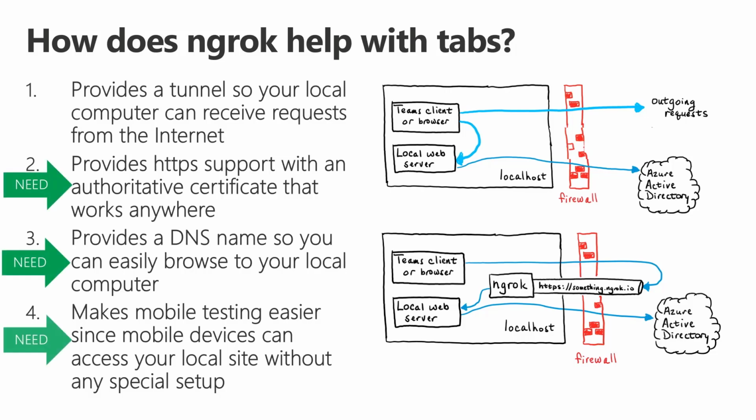What you need is the HTTPS support and a DNS-like name, because Azure AD single sign-on won't work with just plain localhost. It also won't work with azurewebsites.net. You need some other DNS name that you can register into Azure AD. And those are the things that you really need. So let me show you how to set up Azure AD single sign-on locally with no internet tunnel.